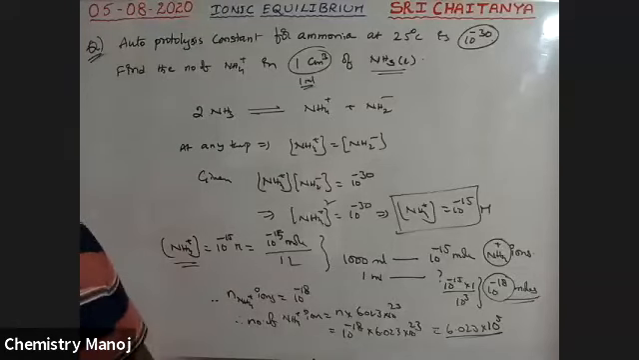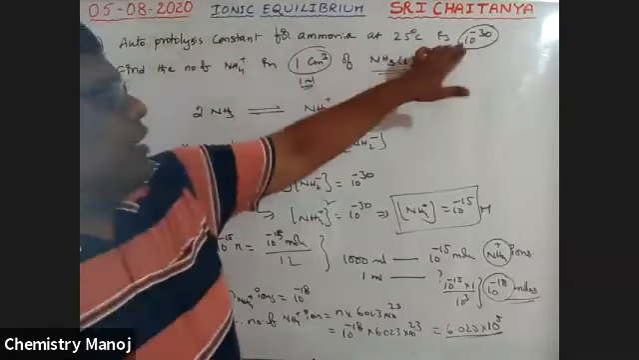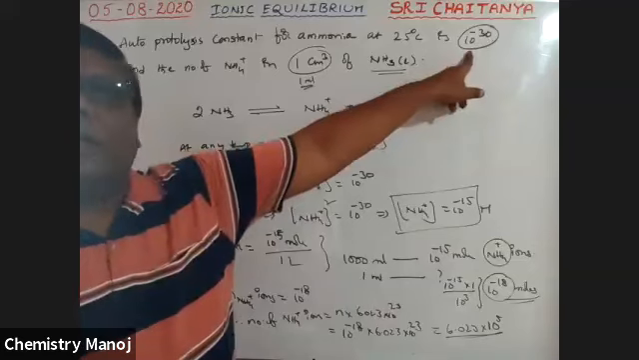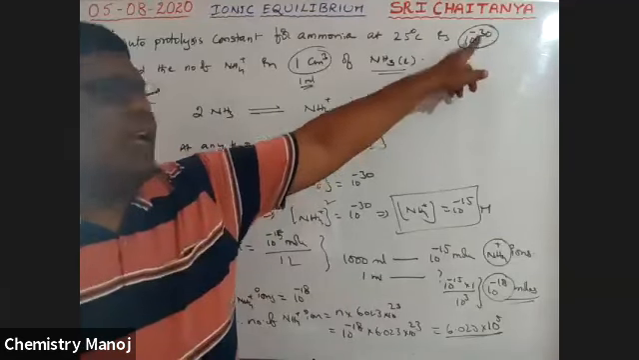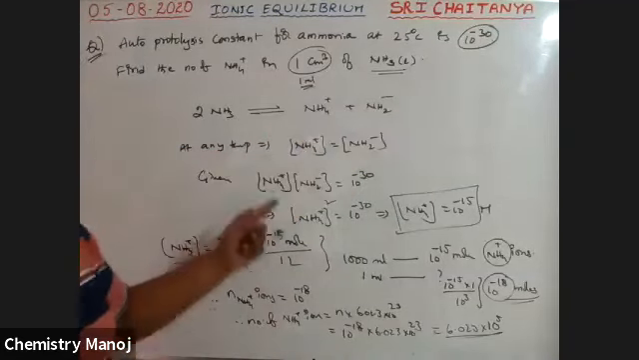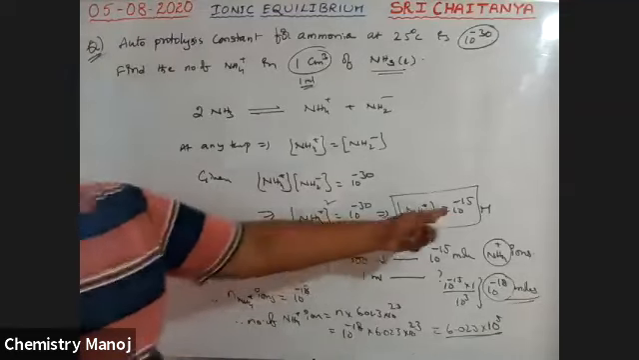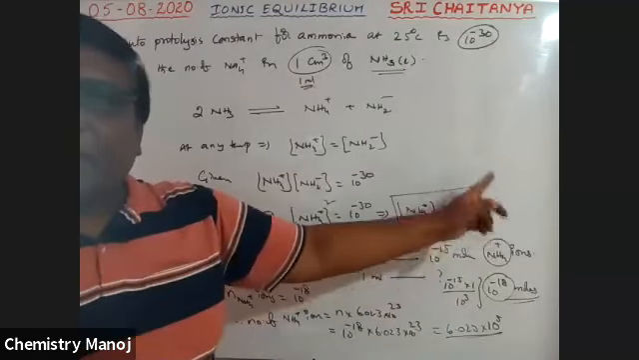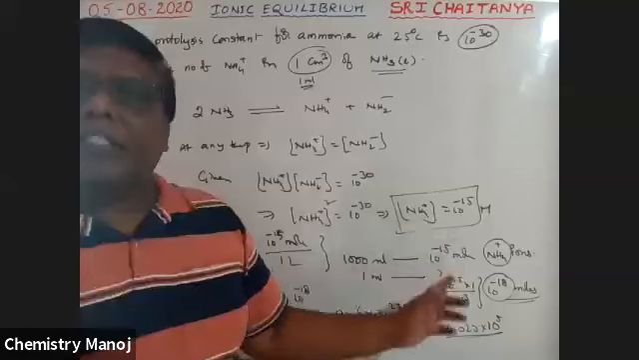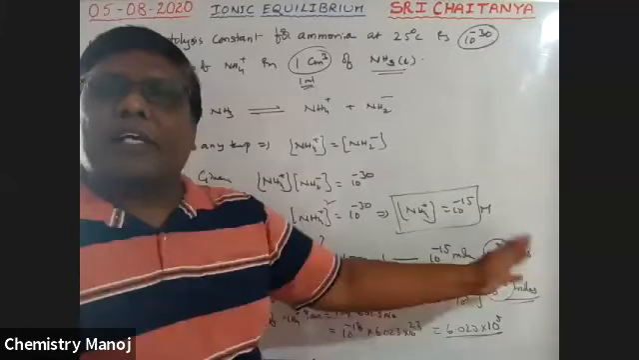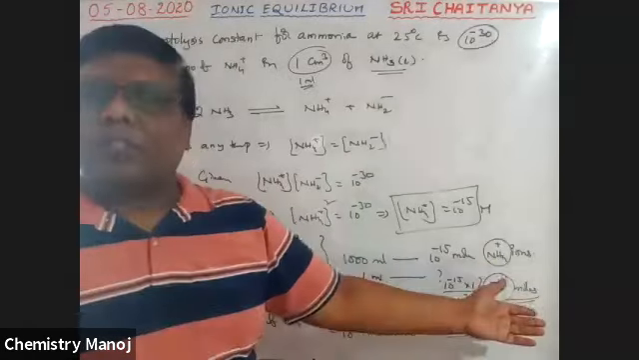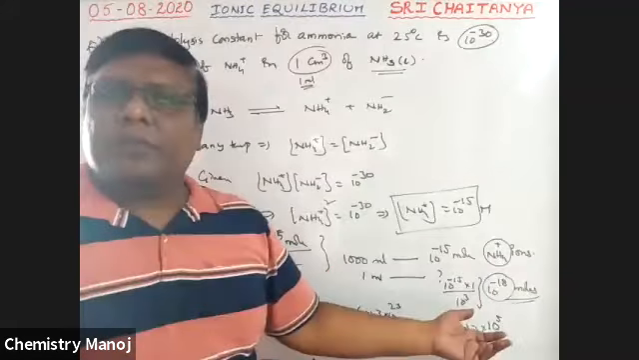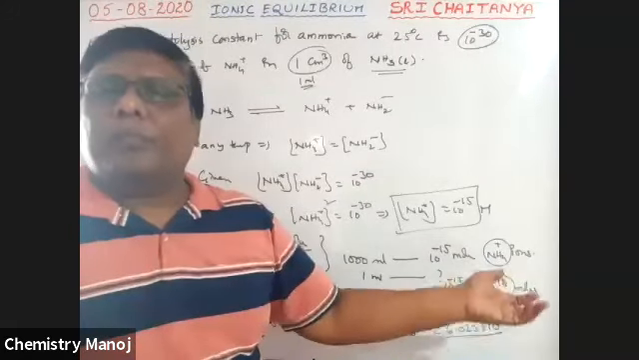Very, very important, boys. So at this temperature, for ammonium ion, the K value is given as 10 power minus 13. From that, I got NH4+ ion concentration is equal to 10 power minus 15. Means that much moles present in 1 liter, means 1000 ml. So 1000 ml contains that much moles. 1 ml contains how many moles? So number of moles are what?